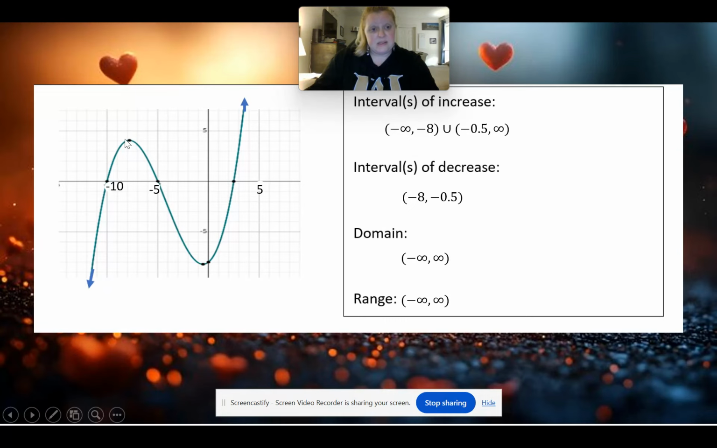Then it decreases from that negative 8 until right here. And again, his x-coordinate looks to be about negative 1/2. And then we'll finish with an increase from that negative 1/2 and forever. And don't forget you want to put a union symbol because you have additional intervals in that answer. And just like before, there is no left end, right end, there is no lowest, there is no highest, so it's just infinities all around.